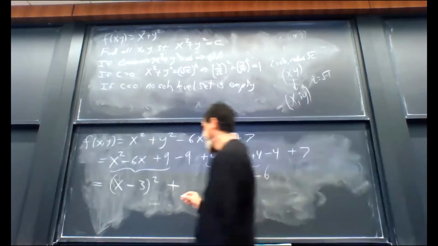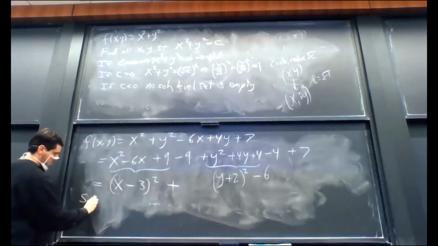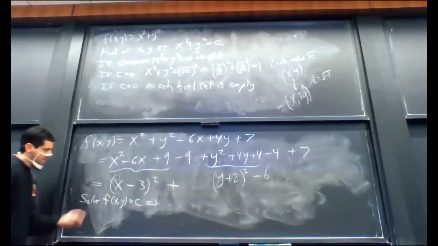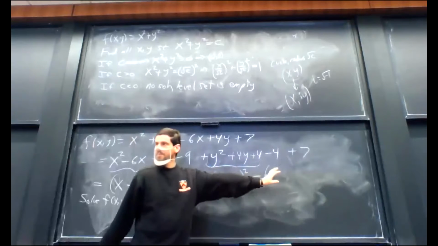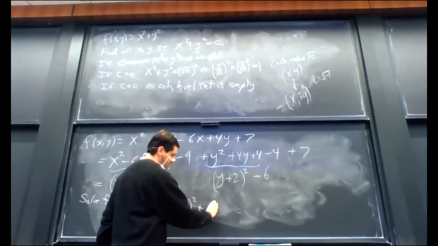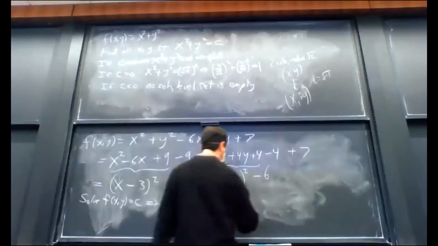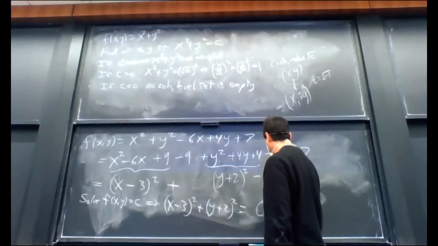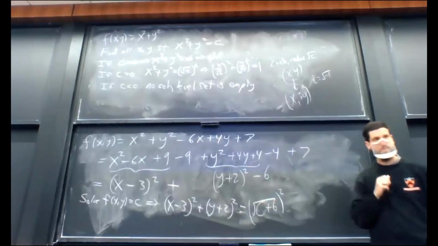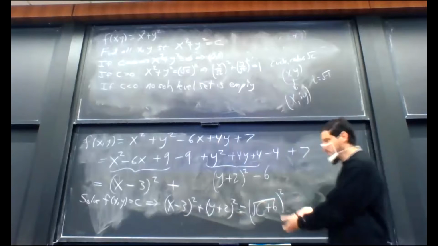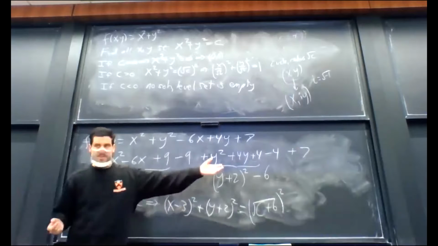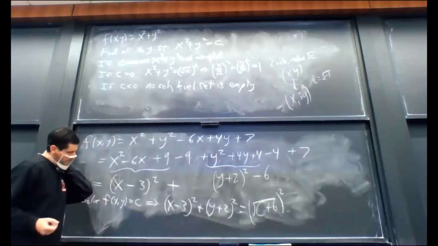So if you want to solve f of x, y equals c, that's the same as this whole thing equals c. So that's the same as x minus 3 squared plus y plus 2 squared equals the square root of c plus 6, squared. I'm just writing it as square root squared so you can easily see what the radius is. I bring the 6 over to the other side, and what I'm left with is this.